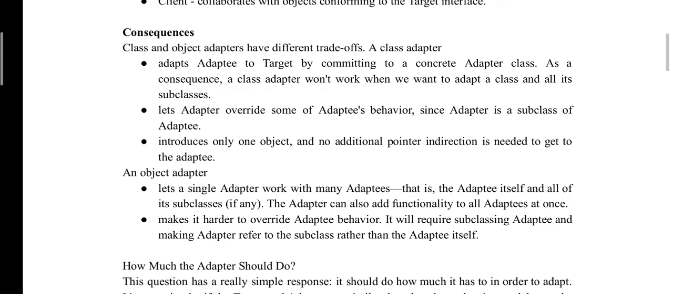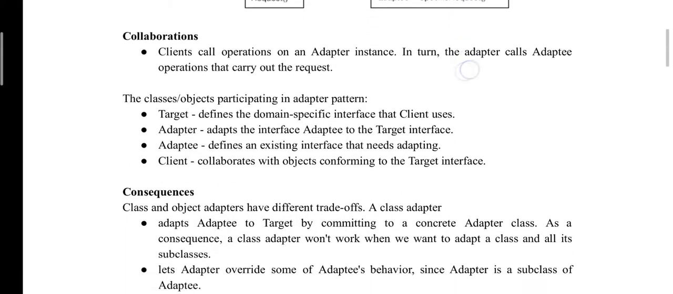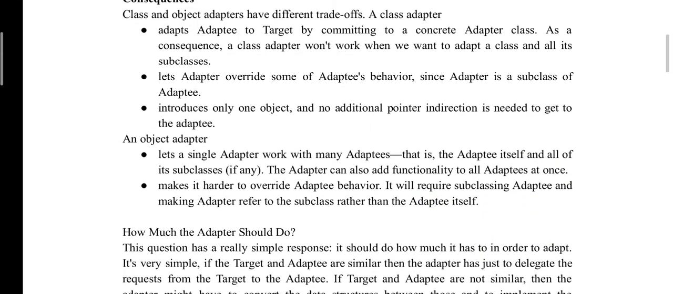The next trade-off is that it makes it harder to override the adaptive's behavior. Overriding the adaptive's behavior will require subclassing the adaptive and making the adapter refer to the subclass rather than the adaptive itself.